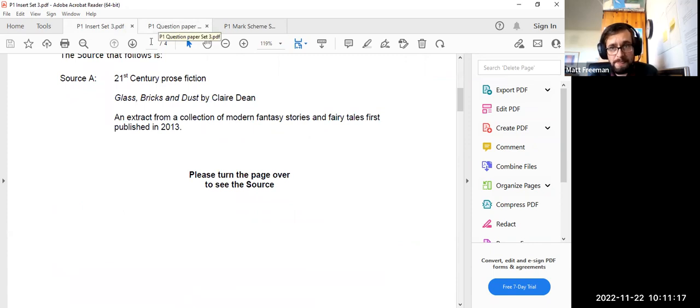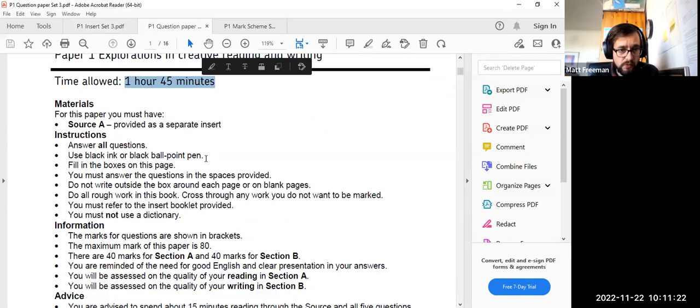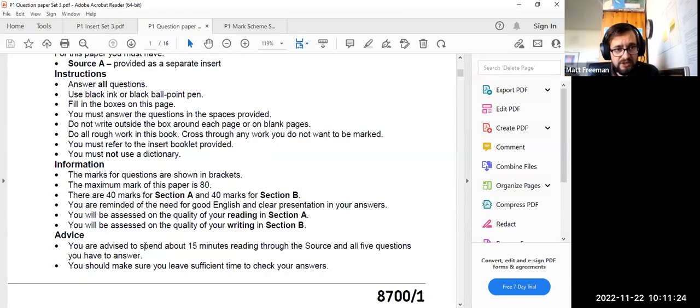make notes on it, whatever. Okay, so going through, we're allowed 1 hour 15 minutes for this, and it does say you're advised to spend about 15 minutes reading through the source and all 5 questions you have to answer, and that is a good idea. Now, thankfully, the questions on the exam paper never change. What changes is the source material.